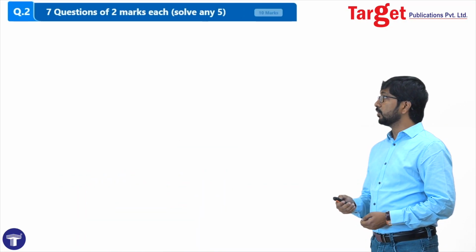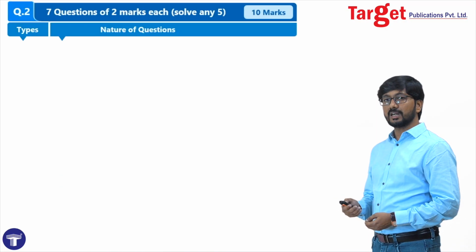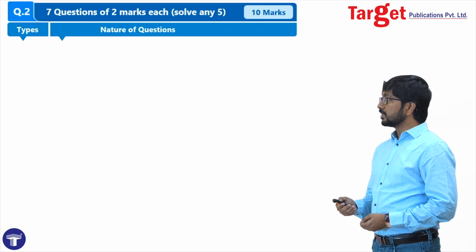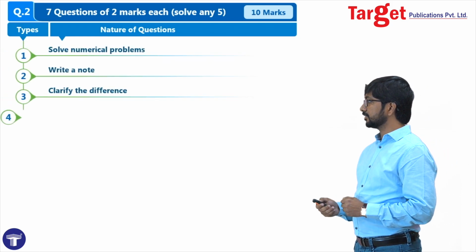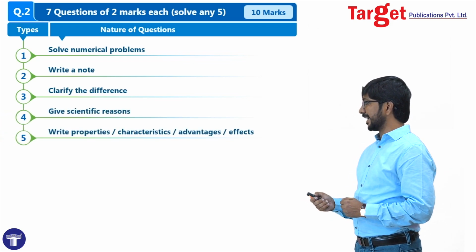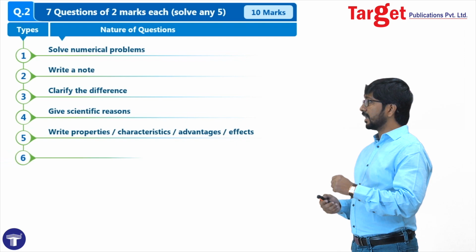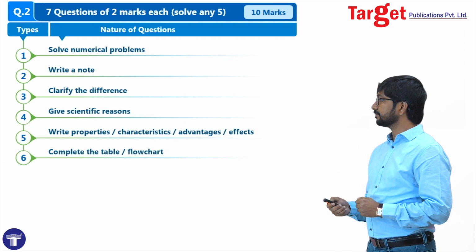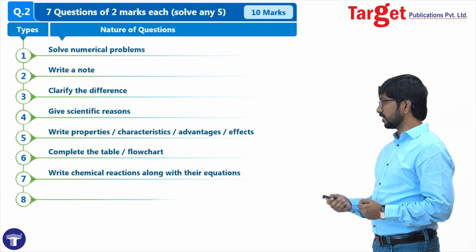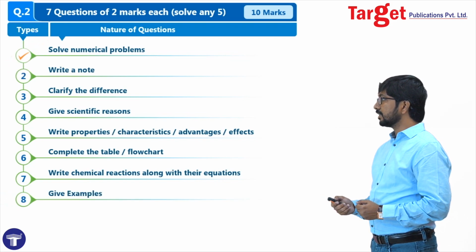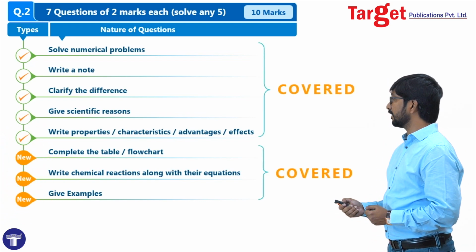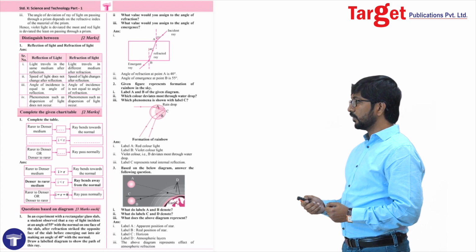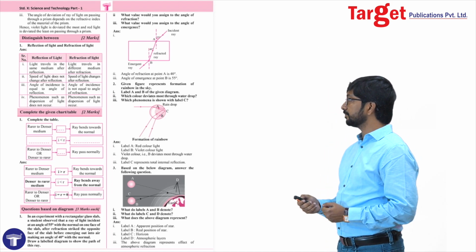Question number 2 includes 7 questions of 2 marks each, out of which you are supposed to solve any 5. This will include types of questions like solve numerical problems, write a note, clarify the difference, give scientific reasons, write properties, characteristics, advantages or effects, complete the table or flowchart, write chemical reactions along with their equations, give examples. So all these types of questions along with new types of questions we have covered in our target notes. Now let us discuss the new types of questions in more detail.